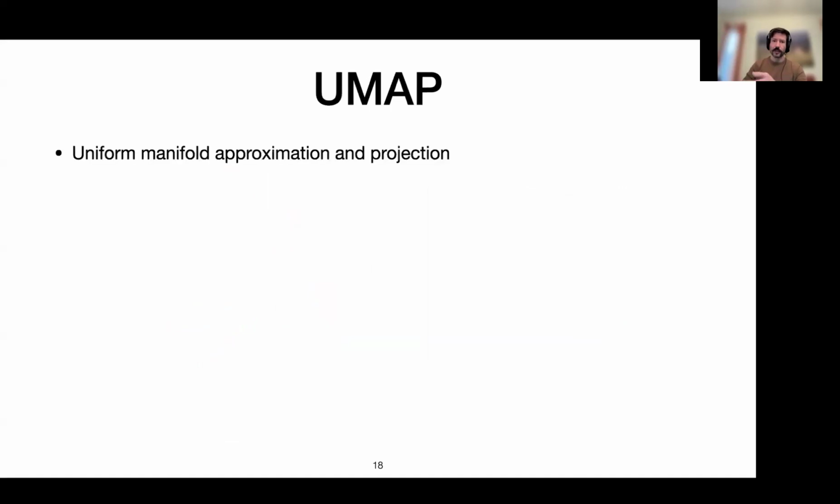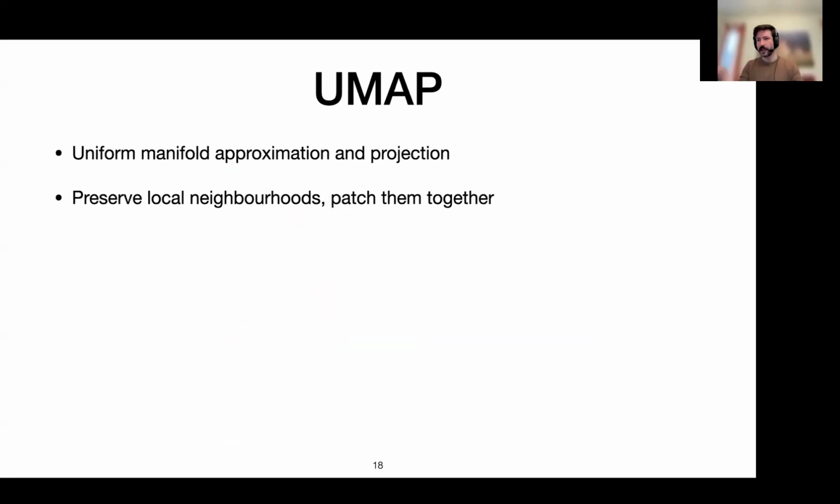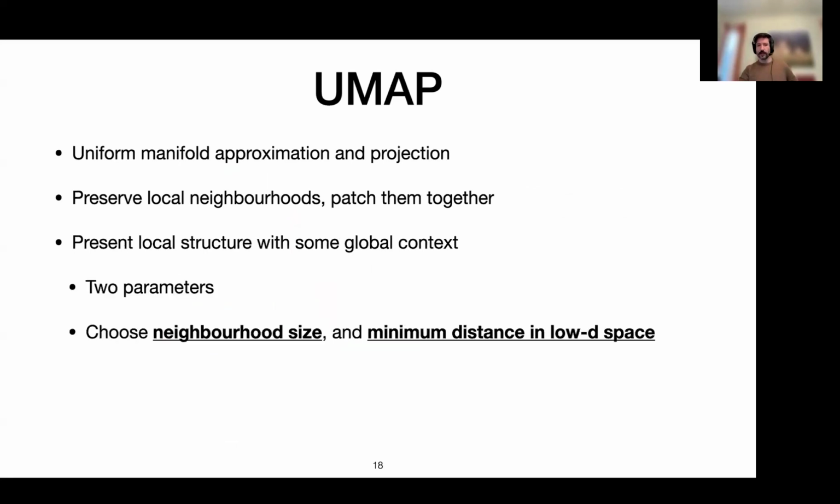Talking about UMAP, UMAP stands for Uniform Manifold Approximation and Projection. The idea is that unlike PCA, which maximizes the variance explained in the low rank representation, it just preserves local neighborhoods and patches them together, presenting the local structure in the data with some global context. There are 2 parameters. You choose the number of neighbors that you want to preserve within a neighborhood, and you specify a minimum distance in the low dimensional space. The more important parameter here is the neighborhood size. Do you want to preserve the nearest 15 neighbors of every point, or the nearest 5, or the nearest 50, or the nearest 100?